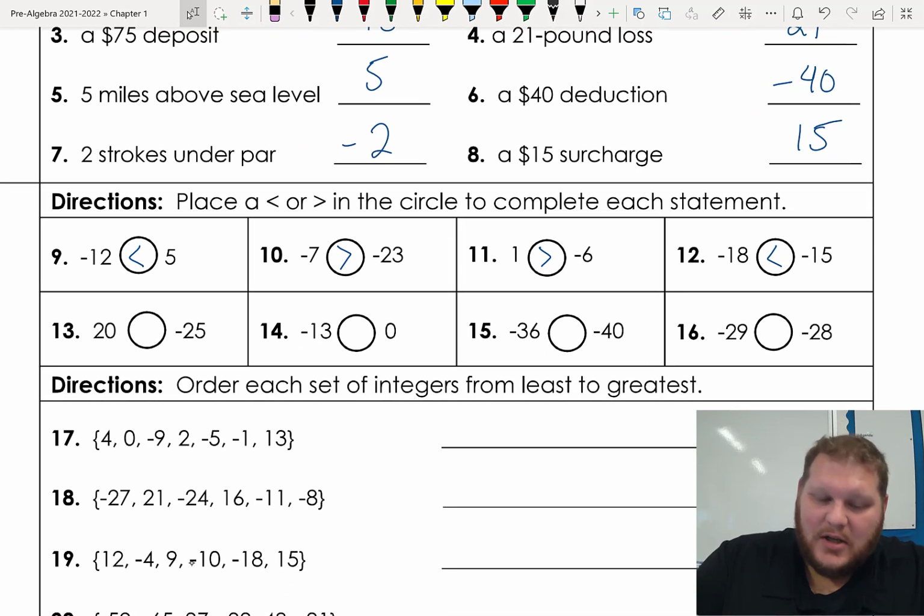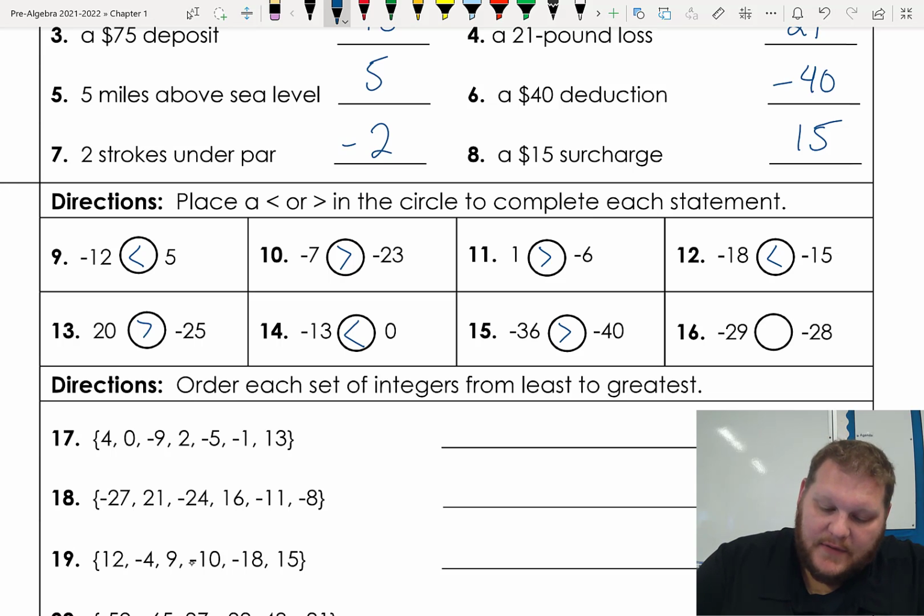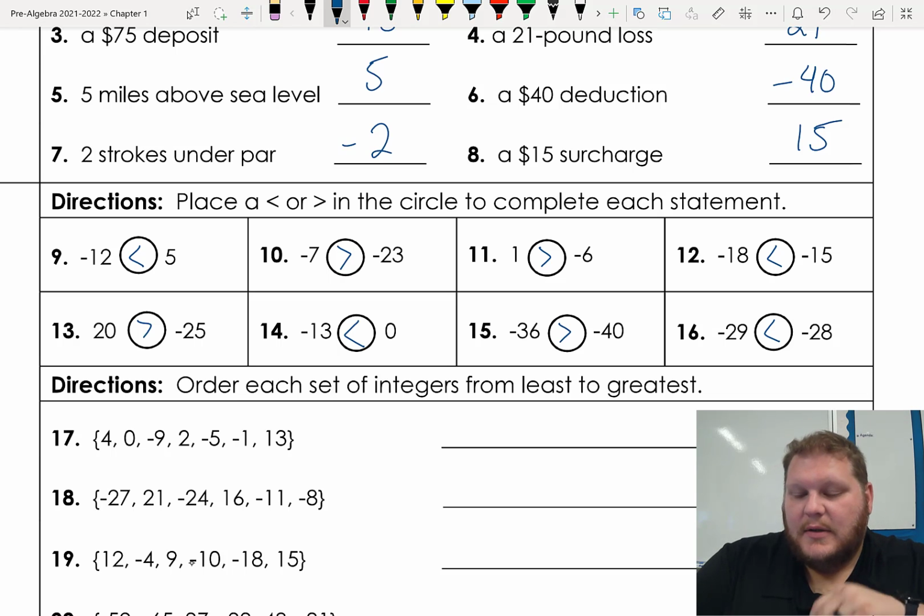For these last ones, I'm just going to go through just to make sure you can check them. 20 and negative 25. Well, the positive is definitely the bigger one. 14 is tricky because 0 is not really positive, it's not really negative, it's neutral. But 0 is definitely further to the right on the number line than the negative number. So my inequality should be going that way. 15, negative 36 is closer to 0 than negative 40 is. And then the very last one, 16, negative 28, because it's closer to 0 on the number line, it is further to the right, which means it is the greater number.